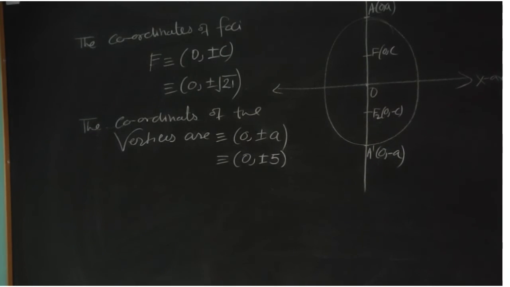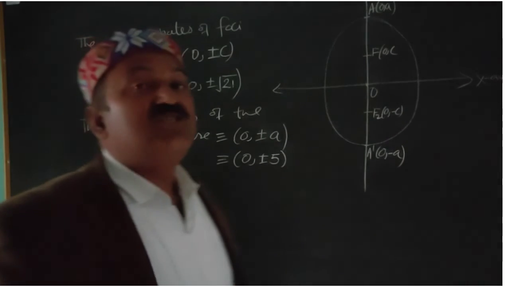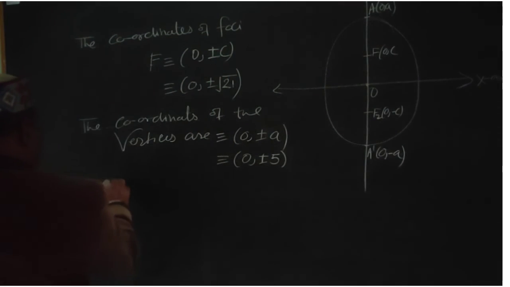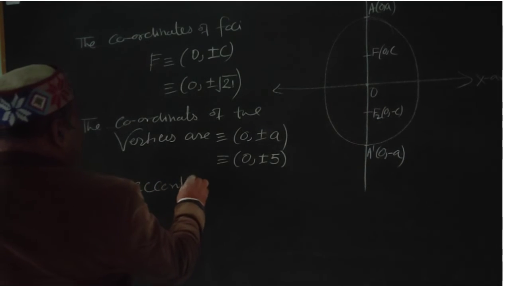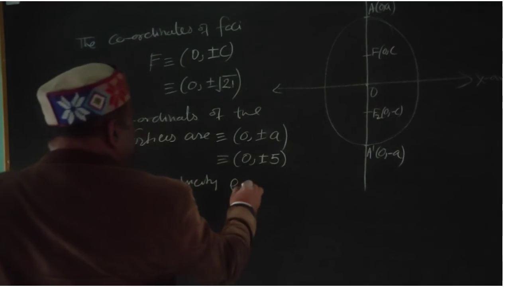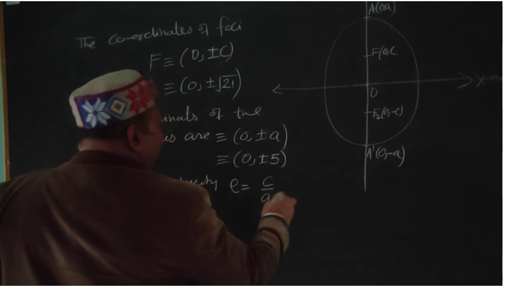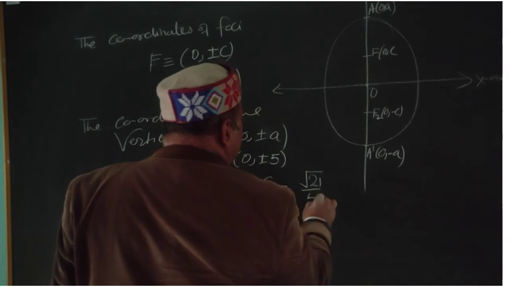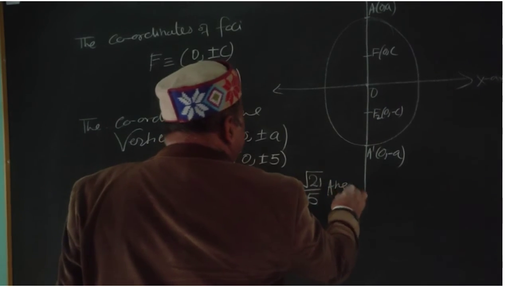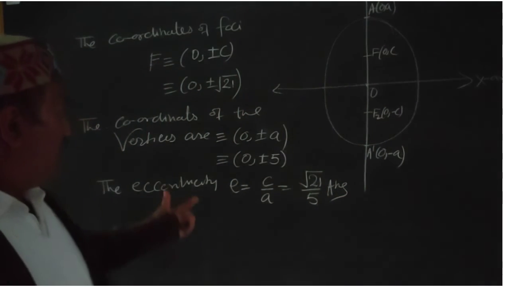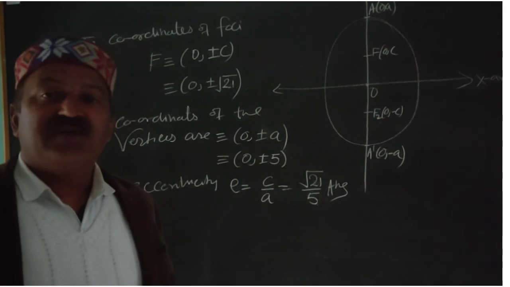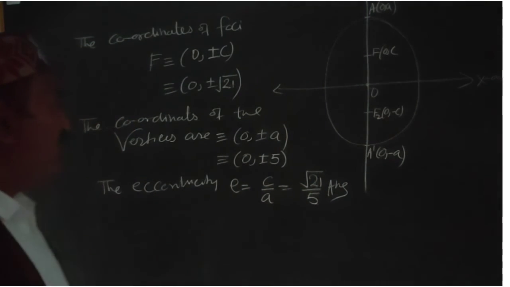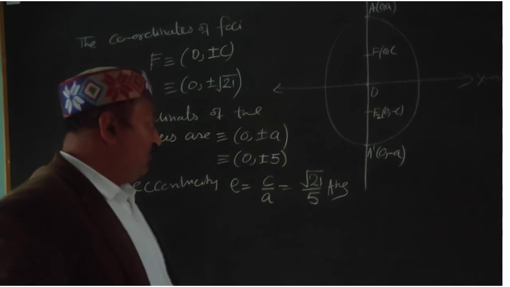The eccentricity is c upon a. The eccentricity e is equal to c upon a, and the value of c is root 21, and the value of a is 5. That is the answer of this question. This is the eccentricity, root 21 upon 5. This is the eccentricity of this question.